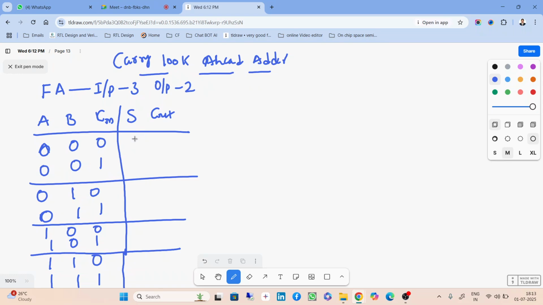Tell me sum and carry. Sum 0, carry 0. Next, sum 1, carry 0. Sum 1, carry 0. Next, sum 0, carry 1. Again, here sum 1, carry 0. Here, sum 0, carry 1. And here, sum 0, carry 1. And here, sum 1, carry 1. Okay. So you observe this first case.